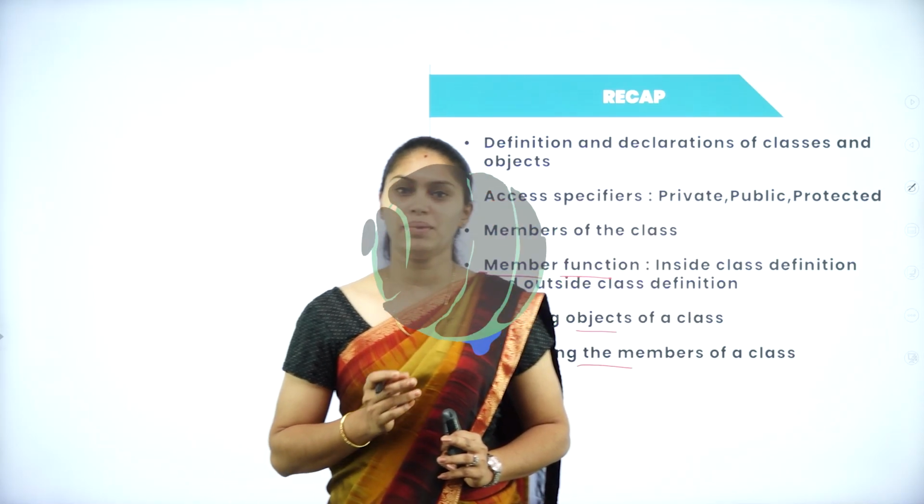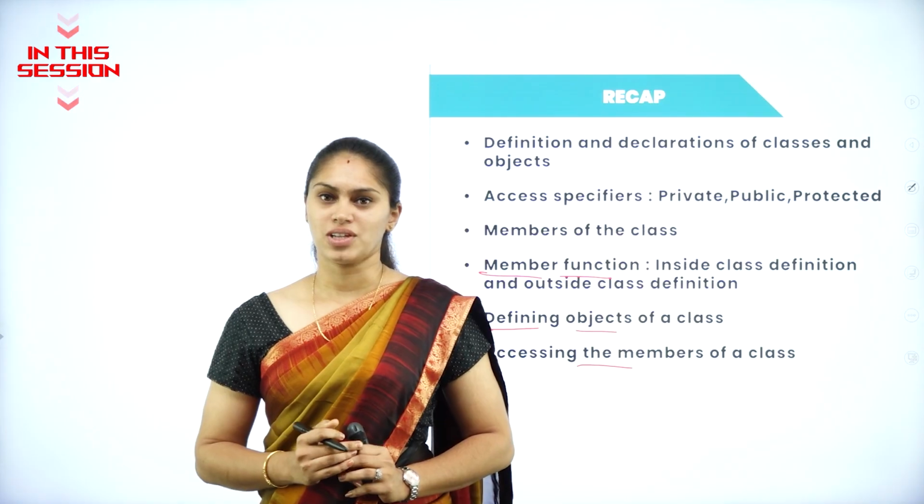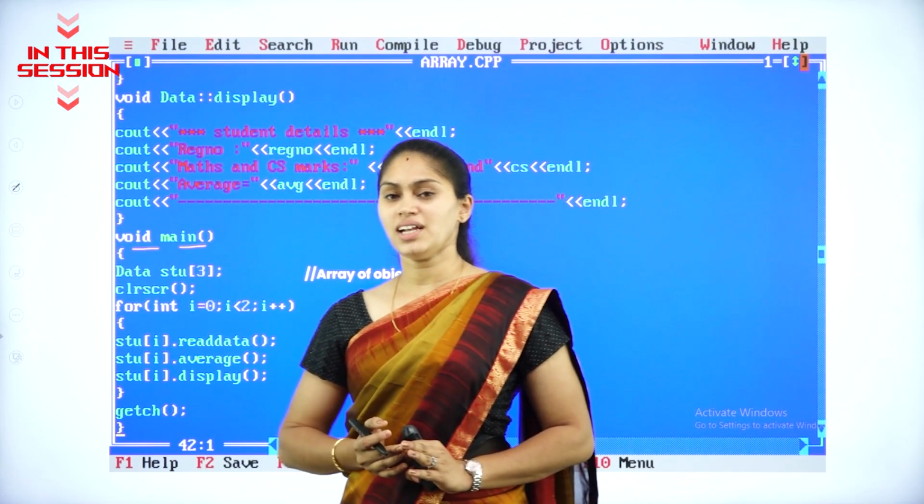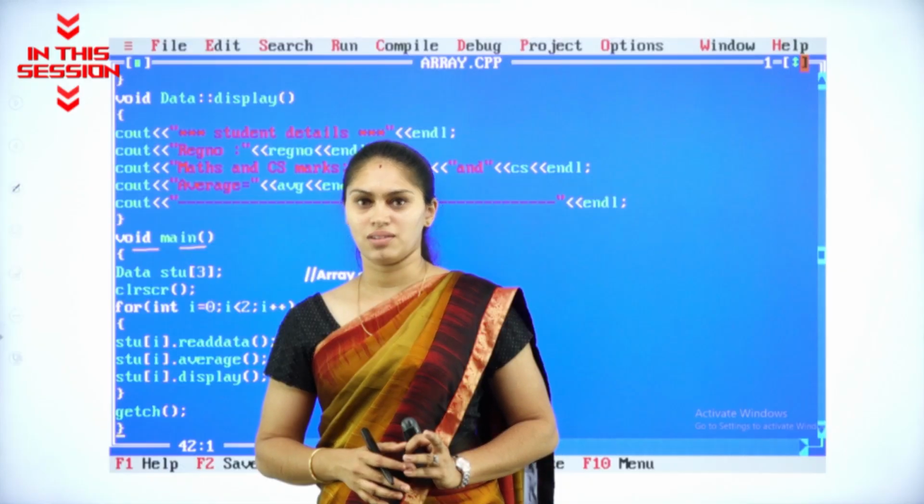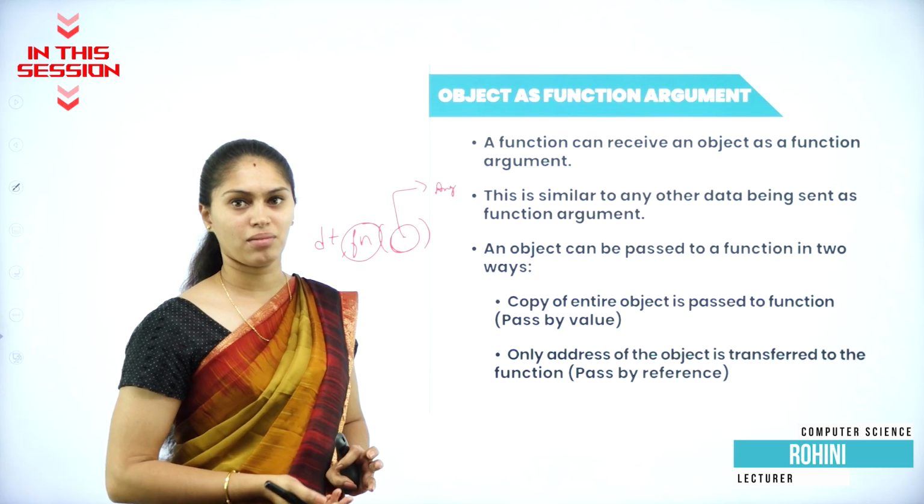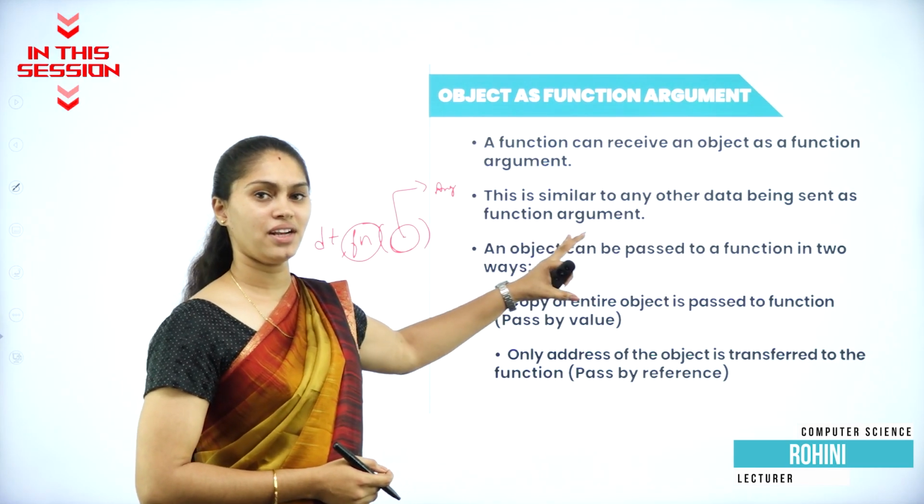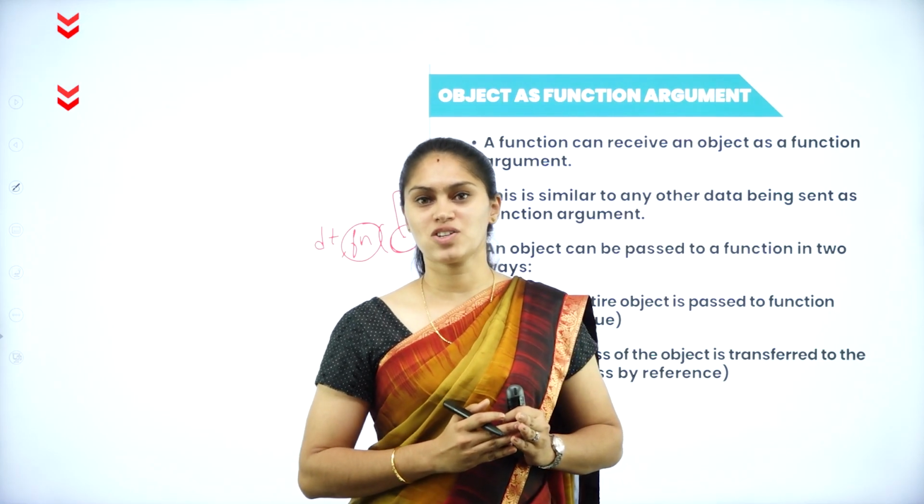Dot operator will be used in order to access the data members and member function. How to create an array of object? It must be created or declared outside the class definition. Object as a function argument or a function parameter, I can send a complete details or replica of that object into the function.